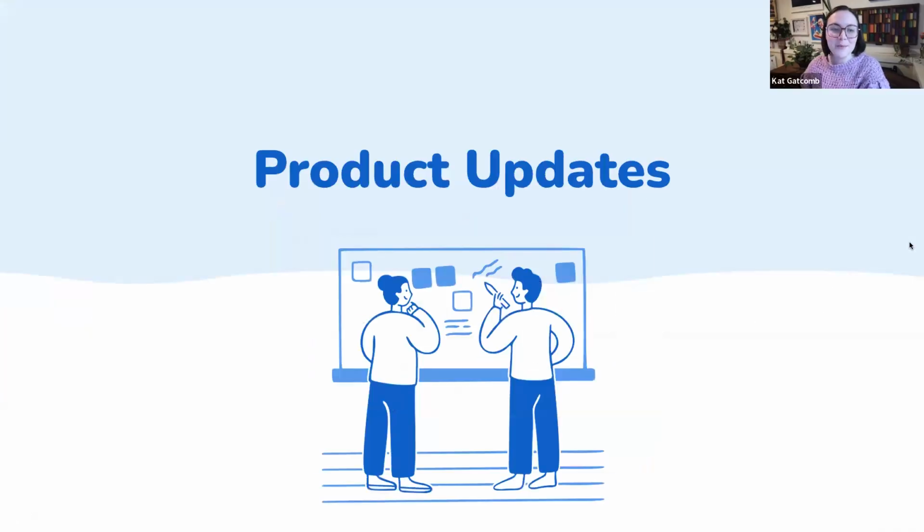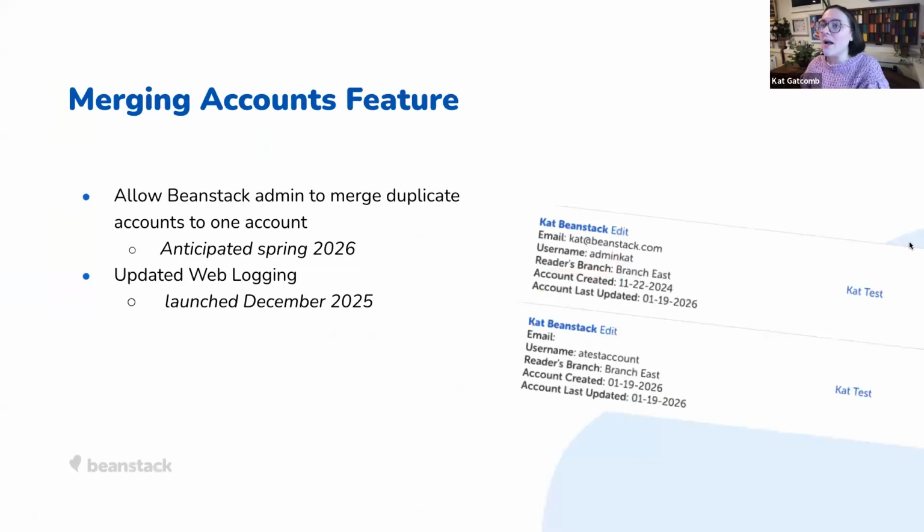Okay. We have a few product updates I'm excited to share. First one is a merging accounts feature. So this will allow admin to merge duplicate accounts to one account. I just saw about an hour ago a first mock-up from our engineering team. It looks really good. And so that will be released before summer, within a couple of weeks. And what this does is when you have a user with 2 accounts, which may happen over time, you'll be able to merge them into one to kind of clean up your data.